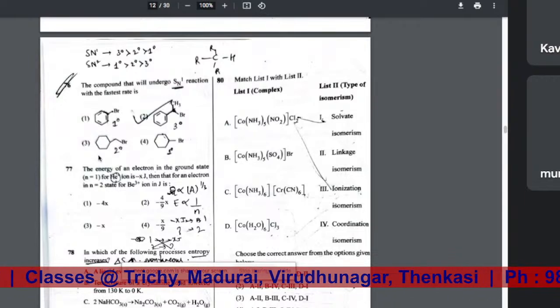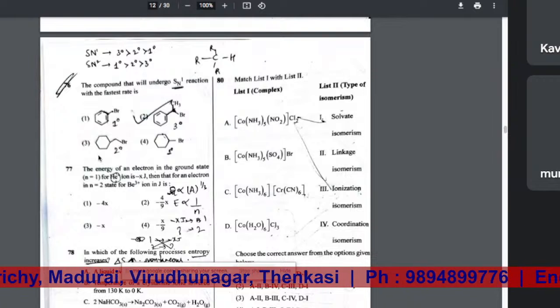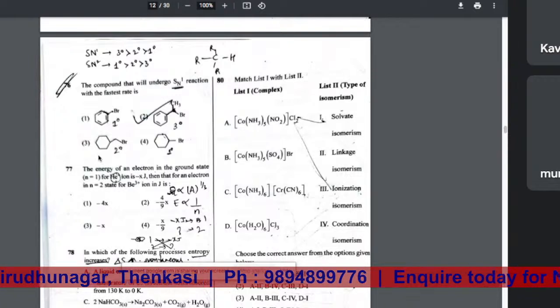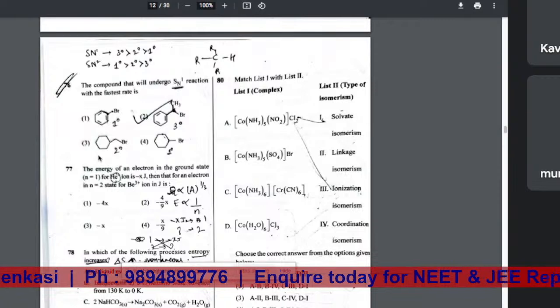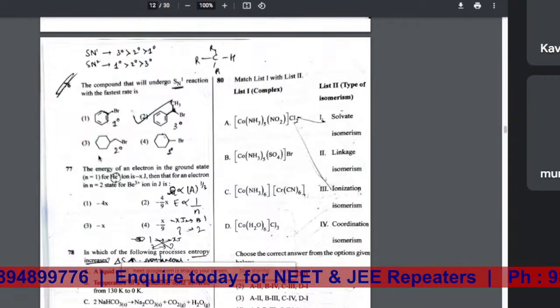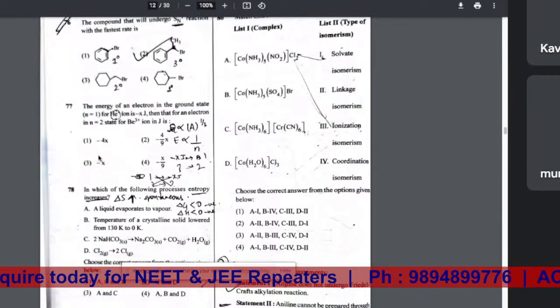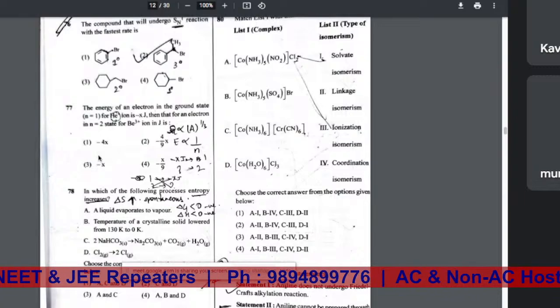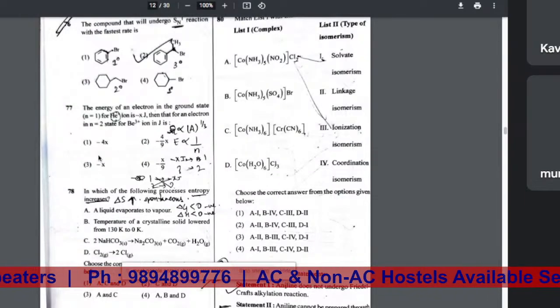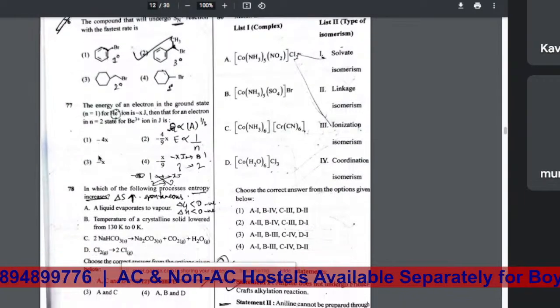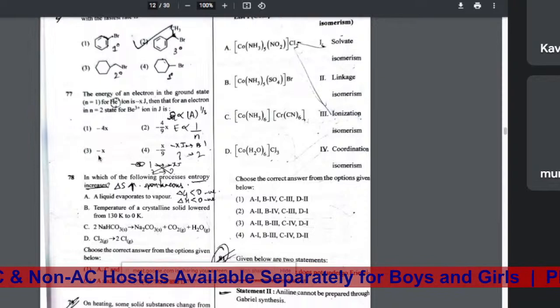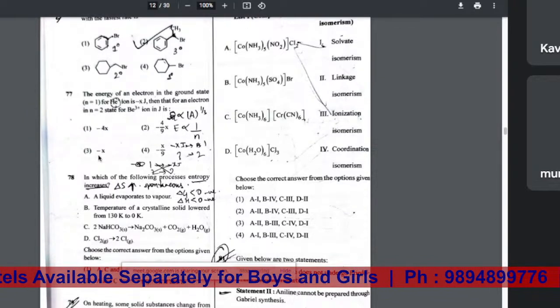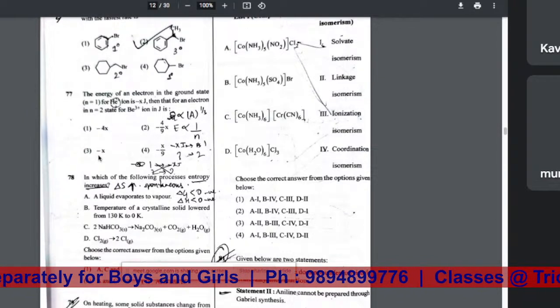The fourth option is from list second. And D will show us hydrate isomerism. Hydrate means solvate isomerism. So D will match with first. Now you can check here and answer this tricky question. So C is fourth and D is first. There is only one option where C is fourth and D is first. That is the third option. So the correct answer is 3.